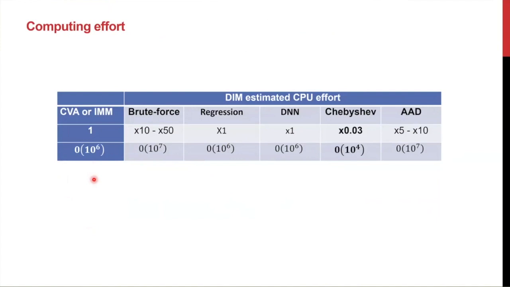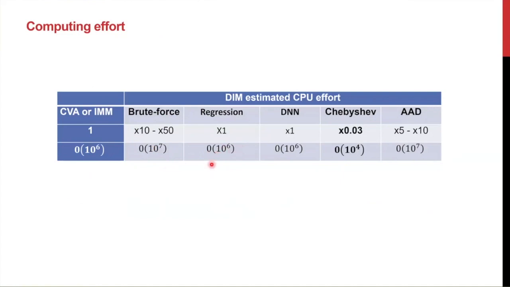And how does brute force to dynamic initial margin compare to that? Usually you incur about 10 times or 50 times greater effort, which is something of the order of 10 to the 7. So quite expensive, at least for dynamic SIMM. It will be 10 to the 8 for the other one. What happens with regressions? Well, regressions do reduce it from 10 to the 8 or 10 to the 7 to 10 to the 6, which is something.